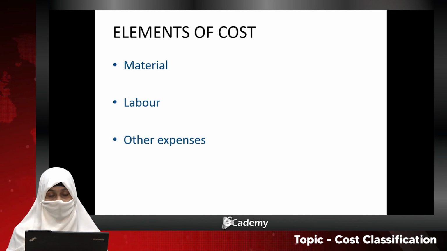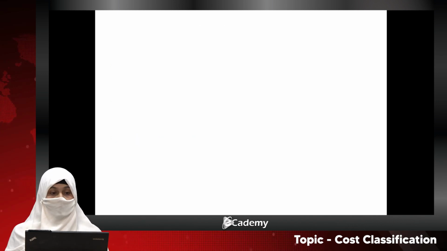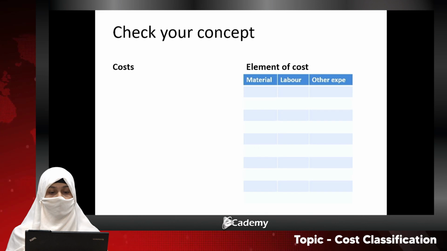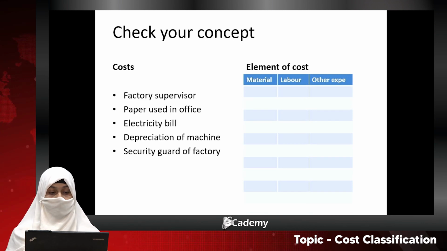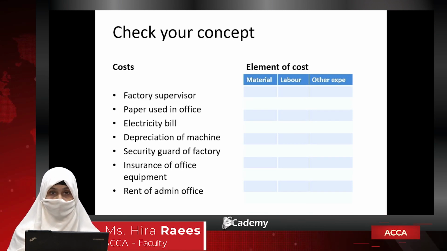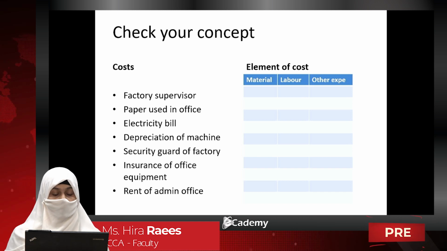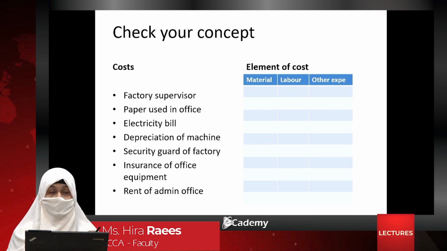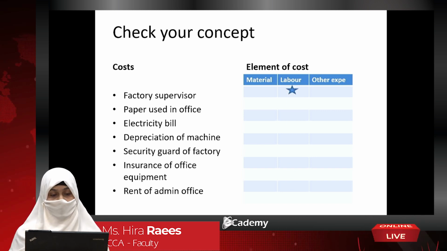Now students, let's check our concept first before proceeding further. I am presenting certain categories of cost in front of you. We have to first categorize them as material, labor, or other expenses. For example, if I'm talking about a factory supervisor, then the supervisor is a worker, he's labor. So it's obviously labor.